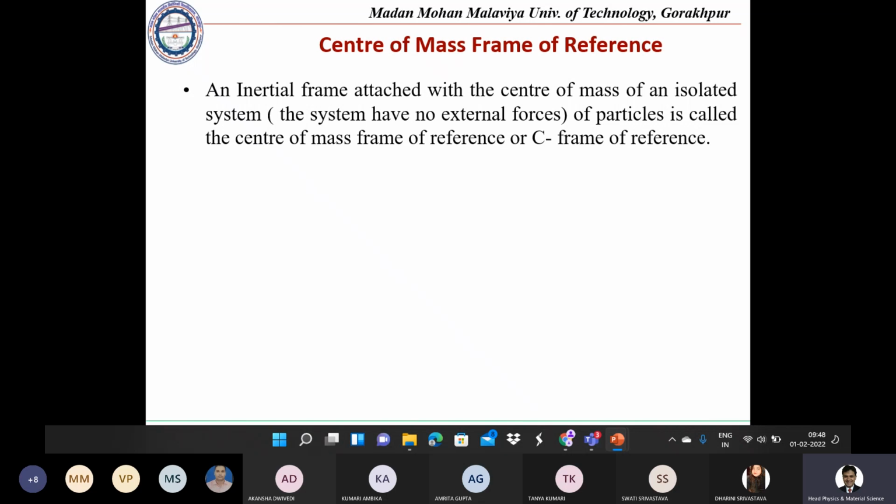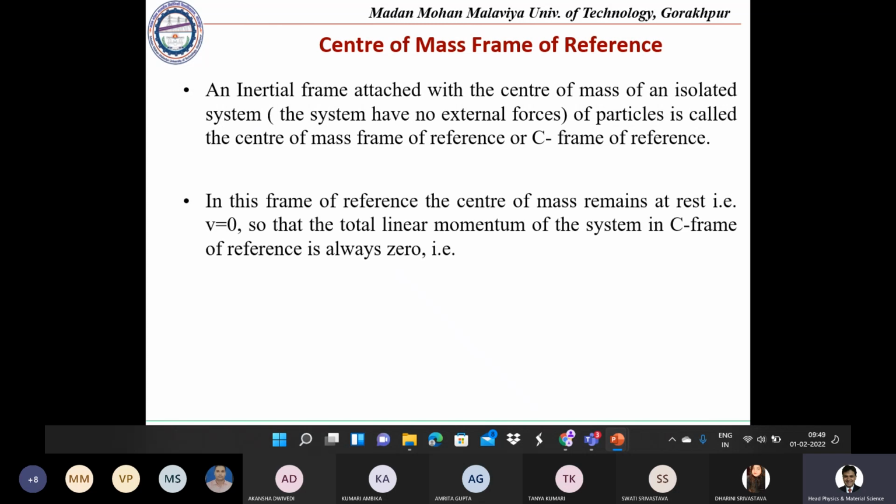Actually, the basic concept there is that the mass in the center of mass frame of reference experiences no external force. This is the basic fundamental concept, and taking this particular concept, we will proceed to solve the related problems later on.